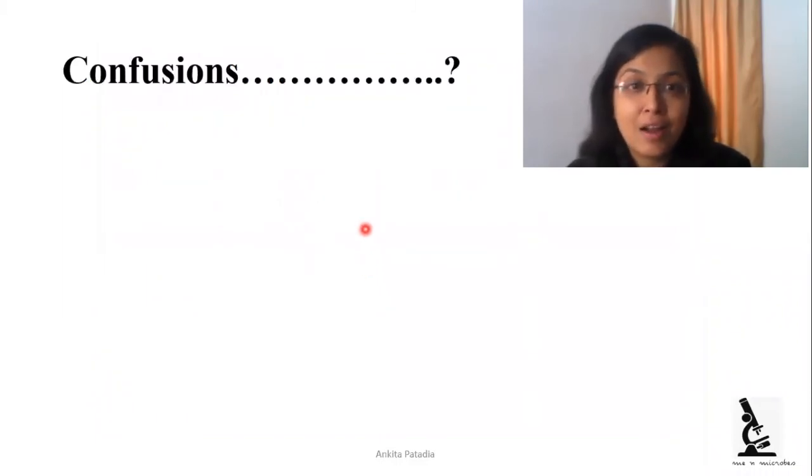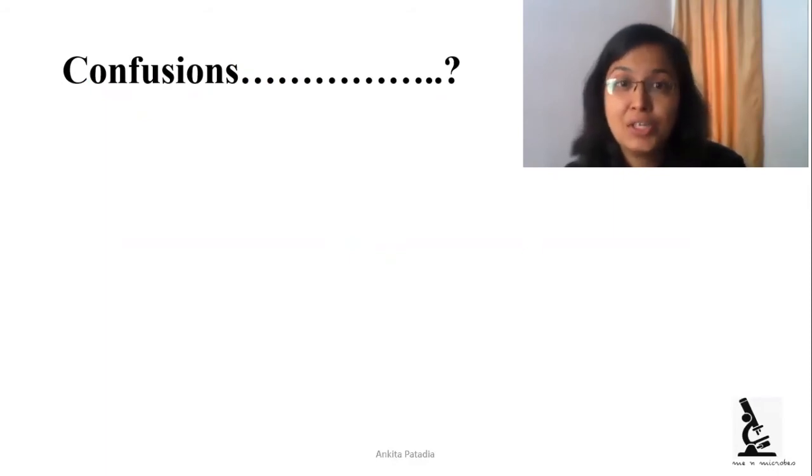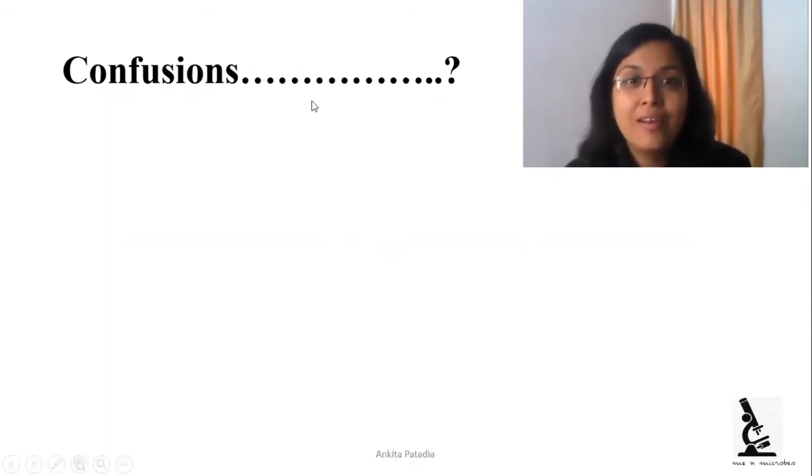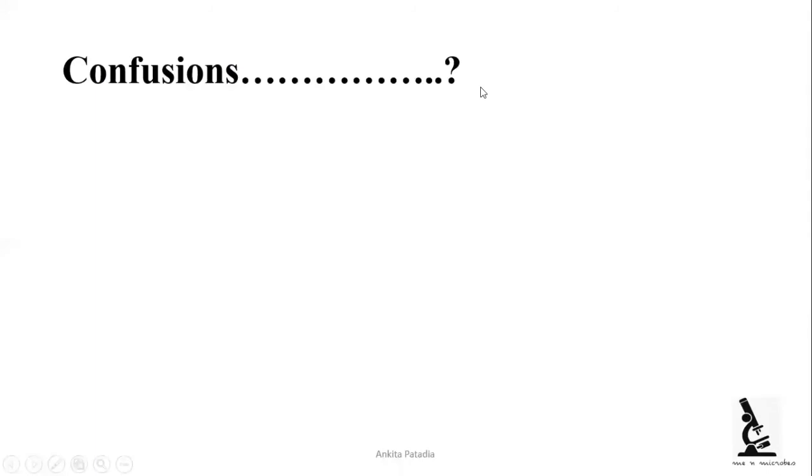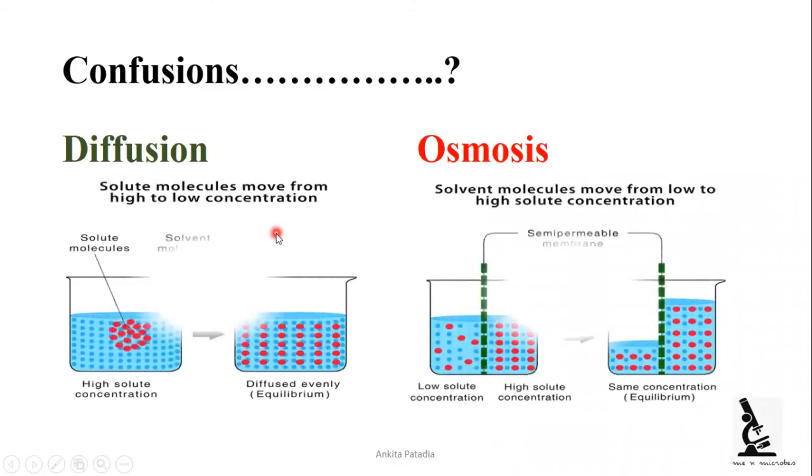Now confusion occurs between osmosis and diffusion, so let's remove this confusion here. Here we can see two processes simultaneously, diffusion and osmosis, so it will help in removing the confusion. In diffusion, the solute molecule will diffuse, and in osmosis the solvent molecule will diffuse. Here there is a high solute concentration, so it will diffuse till equilibrium is reached.